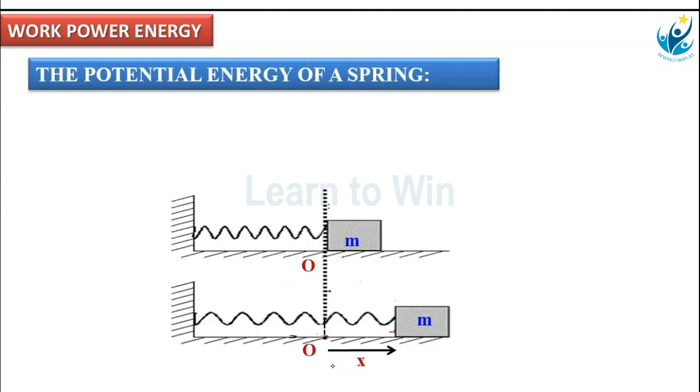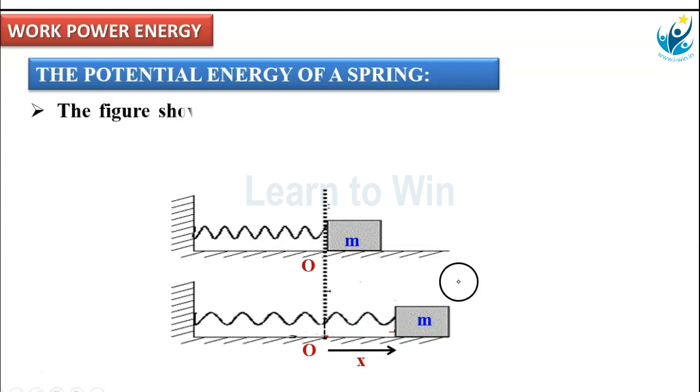Let us observe these pictures. Here is a massless spring whose one end is connected to a vertical fixed support. To the second end, a block of mass m is attached. When the block is at point O, the spring is at its natural length. That natural length position of the spring is called the equilibrium position. Now, you pull this block by applying some force along this direction. Then there should be some extension produced in the spring. That is x, directed along this direction.